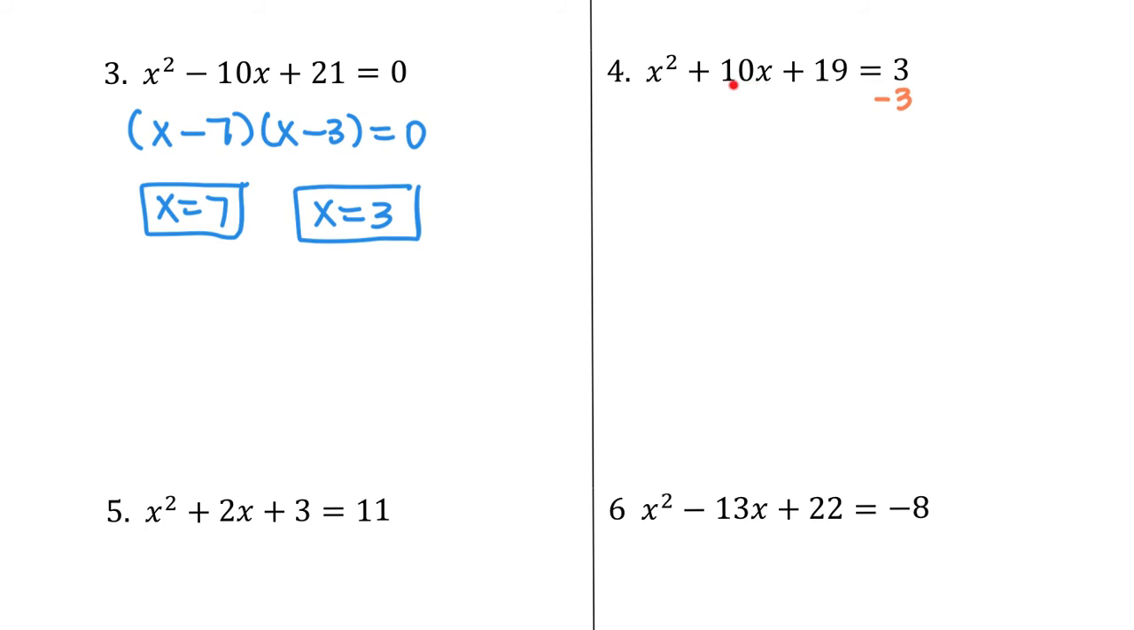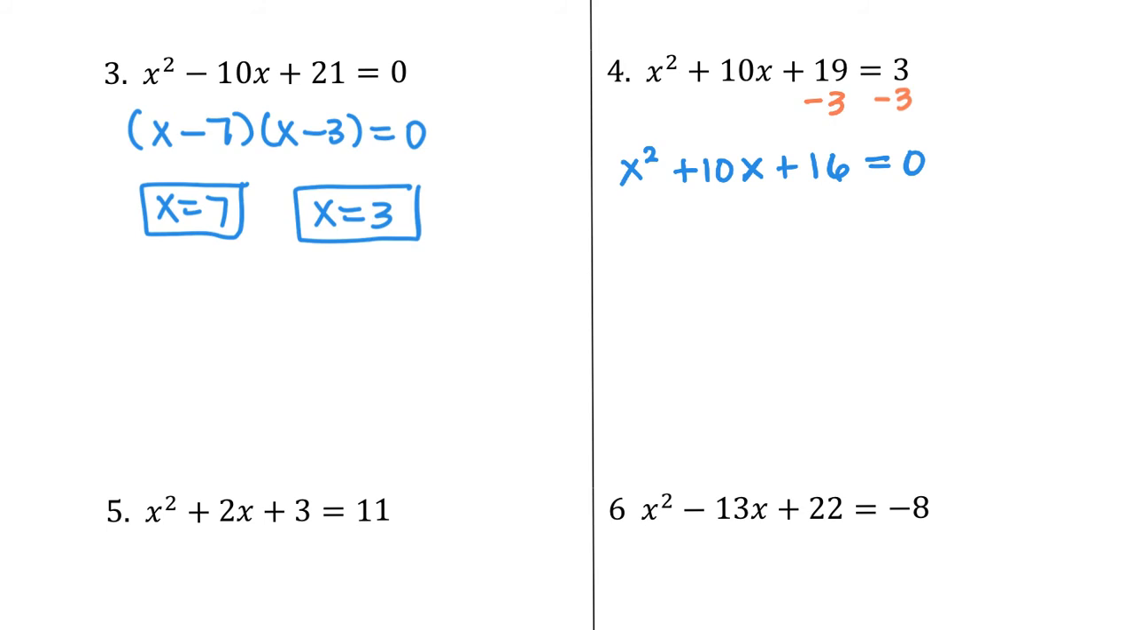I can't subtract 3 from this because this has an x. I can subtract 3 from this, so I'm going to go ahead and do that. Okay, let me bring down my new equation. I have x squared plus 10x. If I do 19 minus 3, I get positive 16, and now it equals 0.